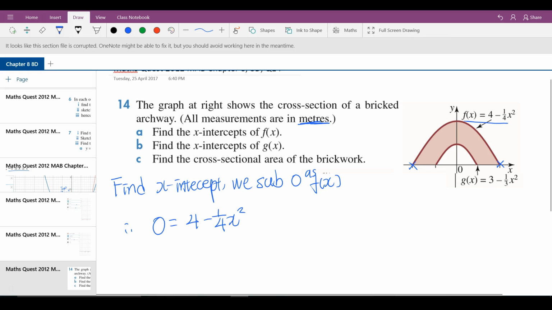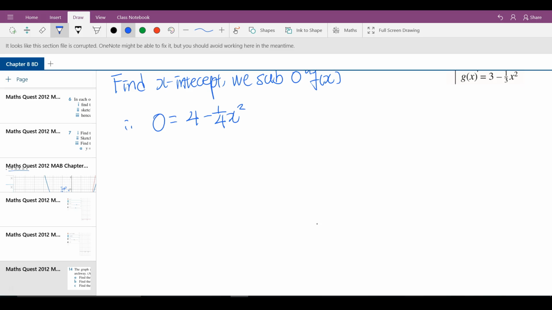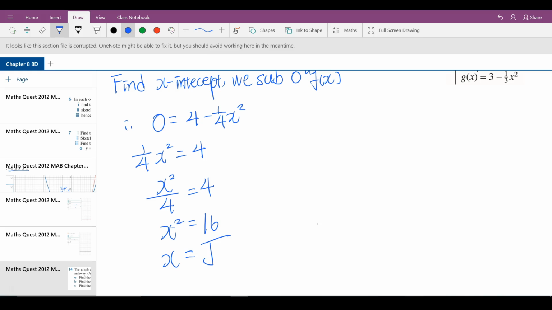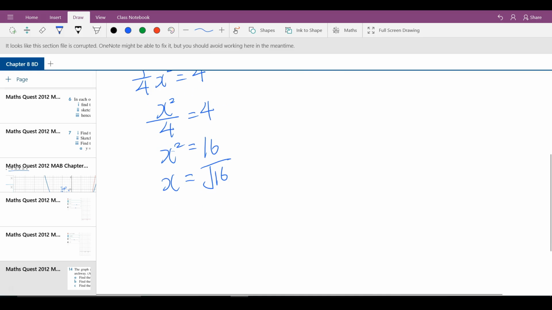Right? And then we move the minus 1/4 x squared to the other side, and it becomes positive. By this is times 1/4, so we move it by dividing by 1/4. But you can also see this as multiplying, they're the same, so this way is easier. Just multiply the other side by 4. We get 16. When you square root something, remember you get two answers, a positive and negative. So it's positive and negative 4.